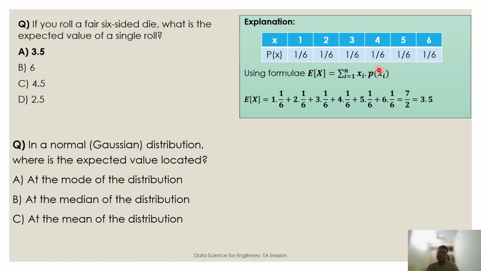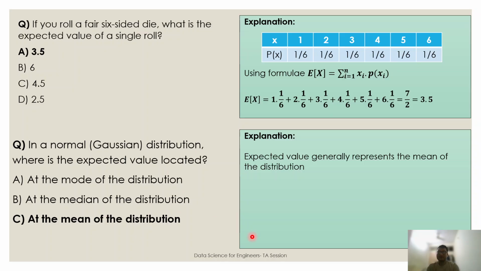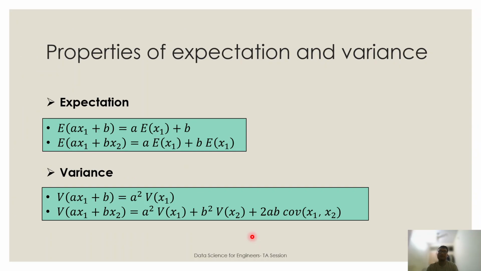Moving towards the next: in a normal Gaussian distribution, where is the expected value located? It's C, the mean of the distribution. Yes, you all are correct. It's the mean. I just gave the example of height and other experiments. It's at the center of the whole Gaussian distribution, and that is nothing but the mean value.